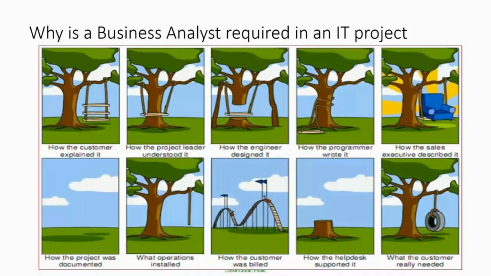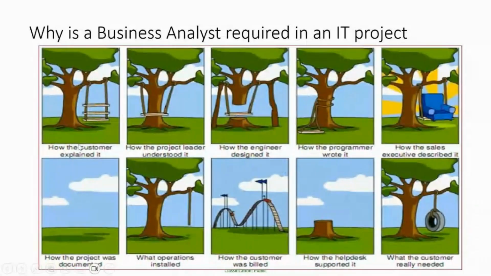Now, as you have contemplated across each image, you might have recognized something which is recurring, and that is the divergence between the communication and the interpretation. In other words, what is being conveyed by one person and how it is perceived by the other person, there is a remarkable difference. Okay, for example, if you see the first image, it says how the customer explained it.